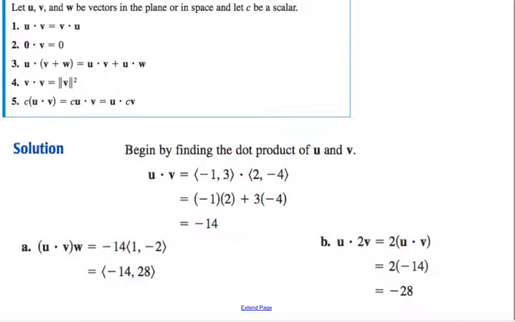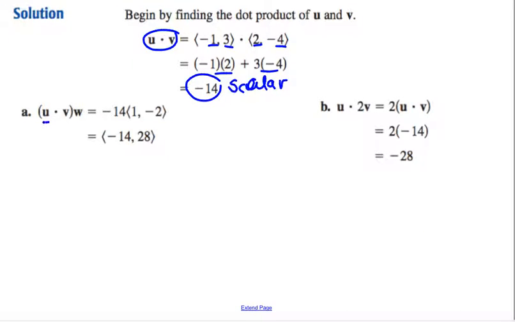First thing you have to do is find the dot product of u and v. So we take negative 1 times 2, and then 3 times negative 4. Then we add those together and we get our scalar value of negative 14. Now if you remember before in part A, let me scroll this up, it's asking us to find this. The dot product of uv, which is negative 14, we found that.